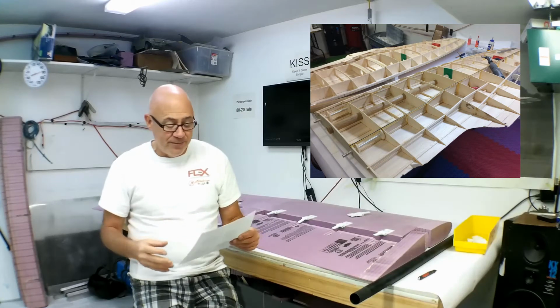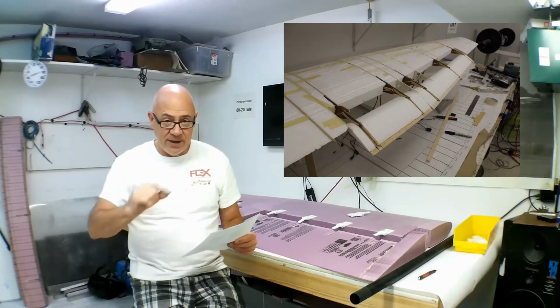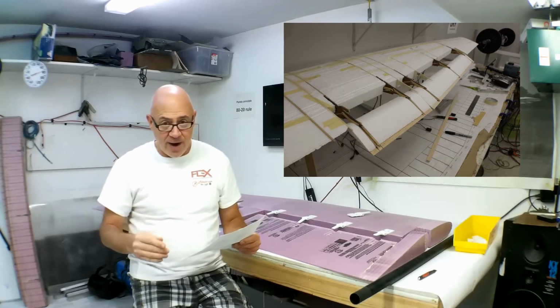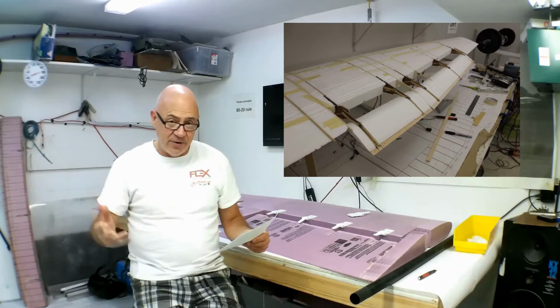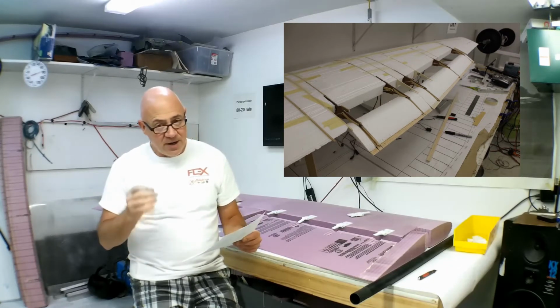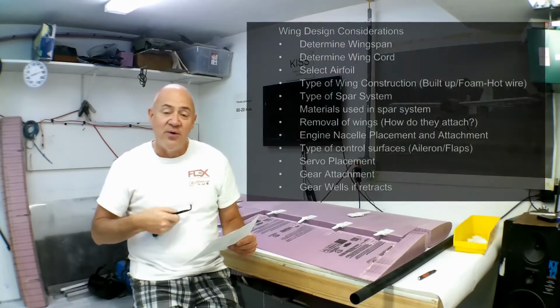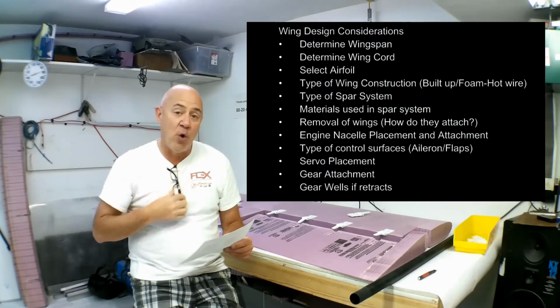That's a built-up wing. A foam wing is where you cut it with a hot wire, and then you laminate on balsa wood skins, and then you cut out your parts and pieces. I'm not going to cover right now talking about doing a fiberglass wing from a mold.